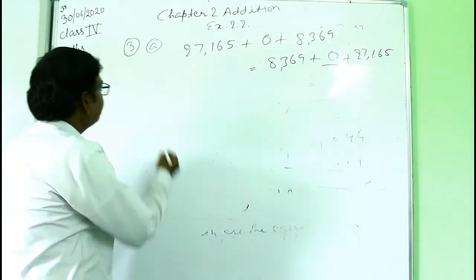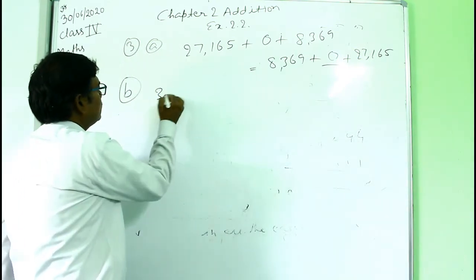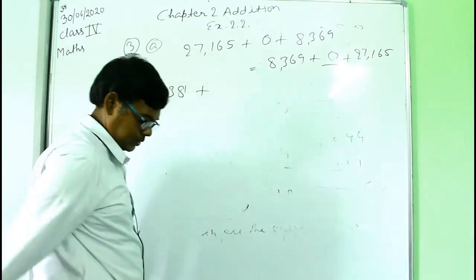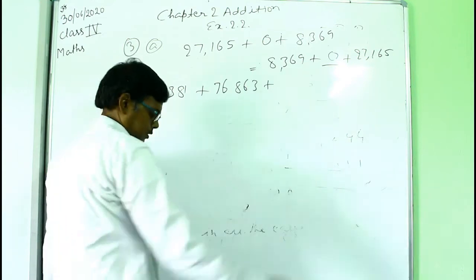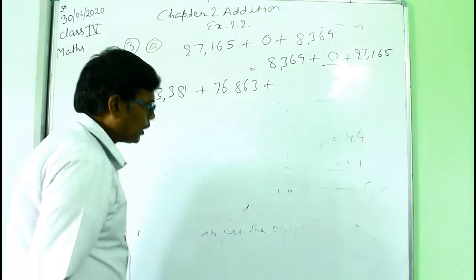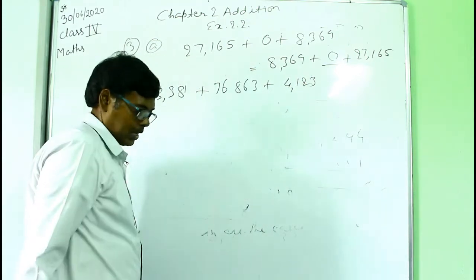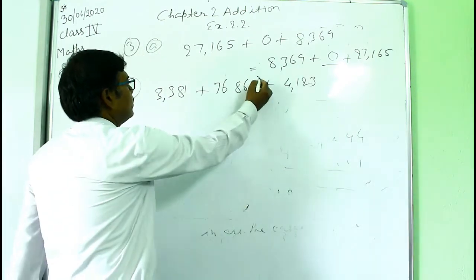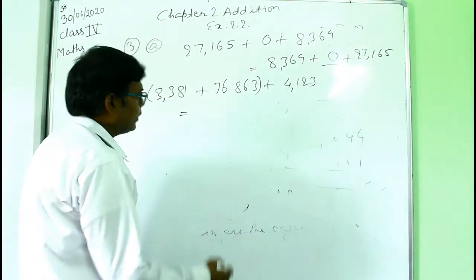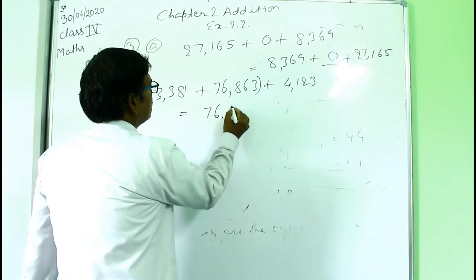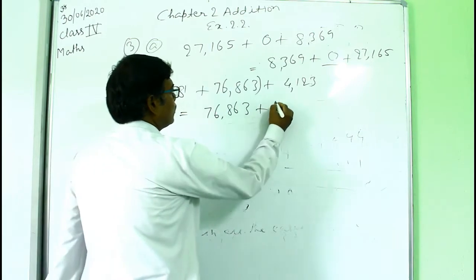The next is B, 3,381 plus 76,863 plus 4,223. So these are the 3 numbers, and here these 2 numbers are grouped. Then next, equal to, it is written 76,863 plus 4,223.